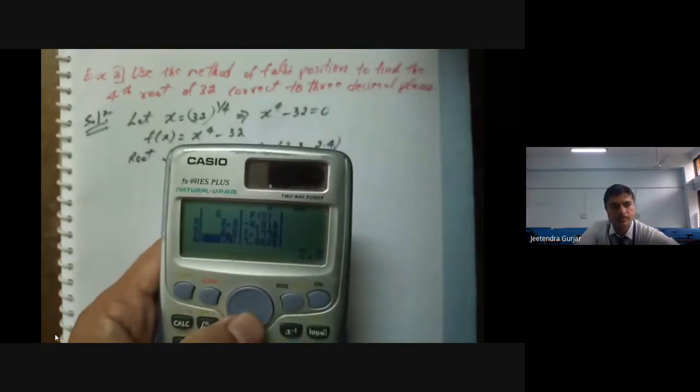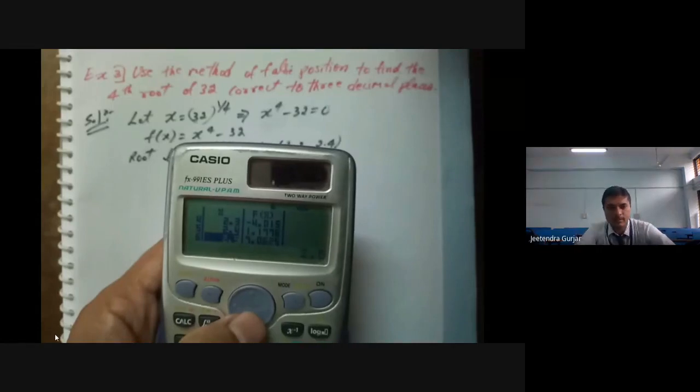When you go down, you can see on screen, you will get the values 2.3 and 2.4. 2.3 is negative, 2.4 is positive. Therefore, these two are the initial values, or the root lies between these two. So, for those who have not understood, once again I have repeated, please try to understand and write it and practice once again.